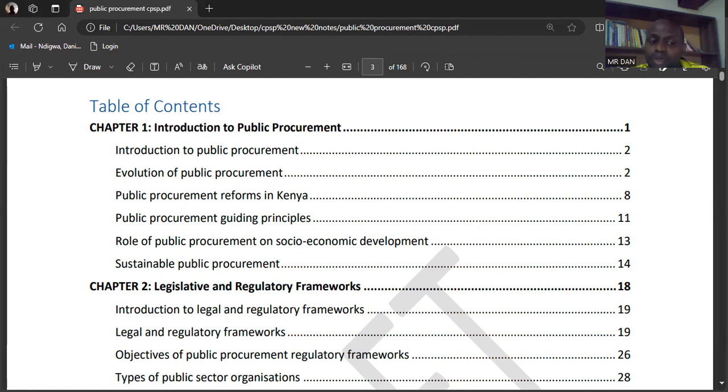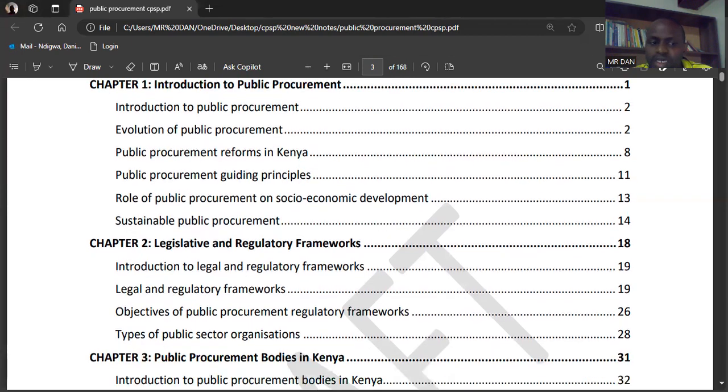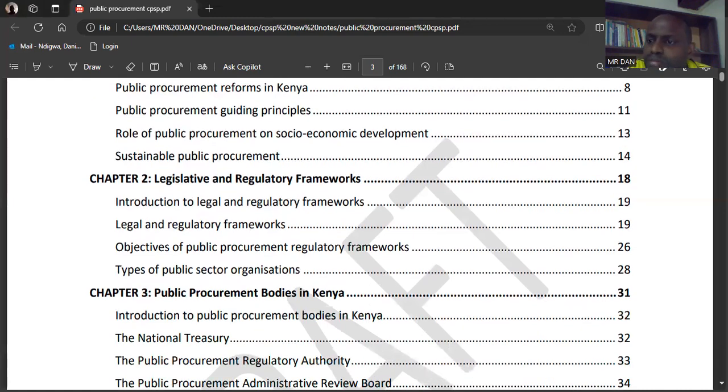Our second topic will be legislative and regulatory framework. Here we are going to look at some of the rules, the regulations that guide people in public procurement. And one of the regulations that is very common is the Public Procurement and Asset Disposal Act of 2015. Other regulations or legislation are like the Public Procurement Regulations of 2021.